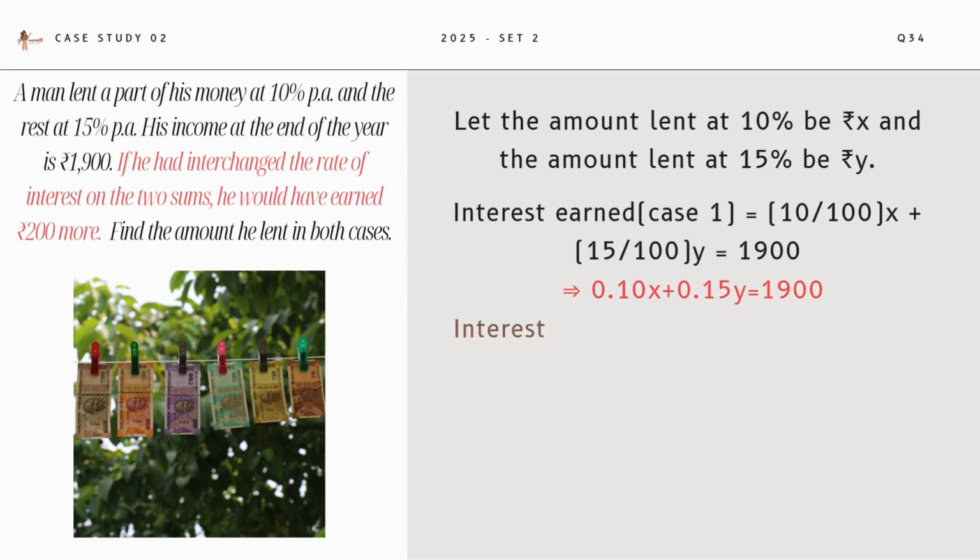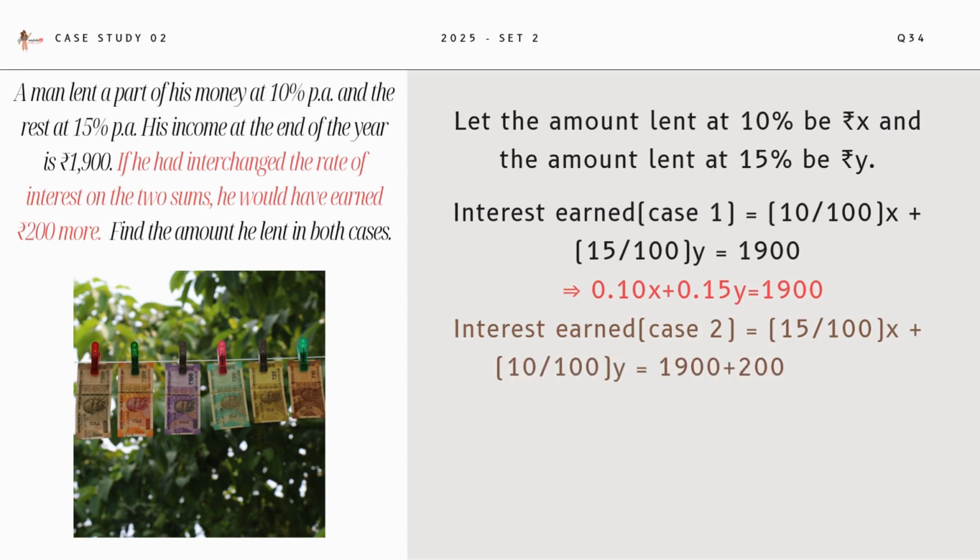Now in case 2, interest earned would be 15 by 100x plus 10 by 100y because the rate of interest has been interchanged. Now he is earning rupee 200 more, so the total amount earned would be rupee 2100. So the equation becomes 0.15x plus 0.10y equal to 2100.